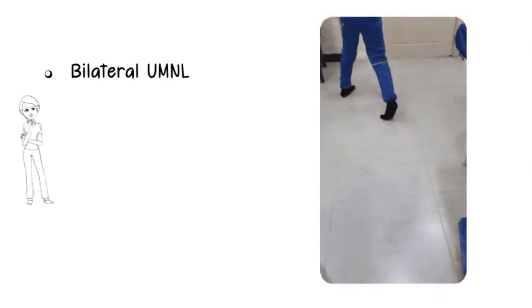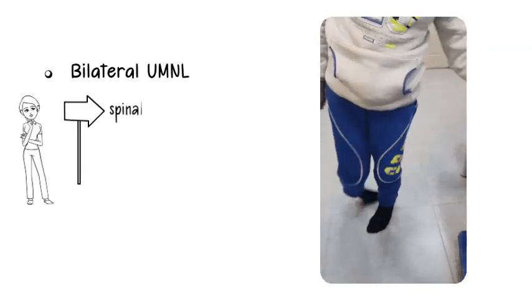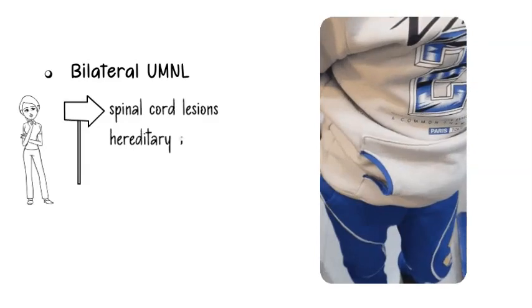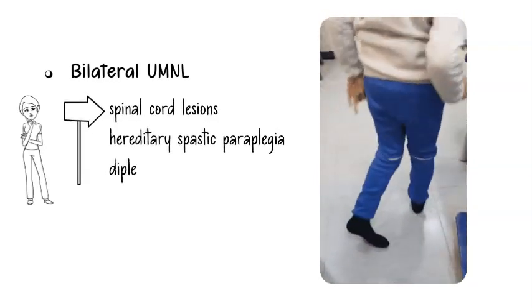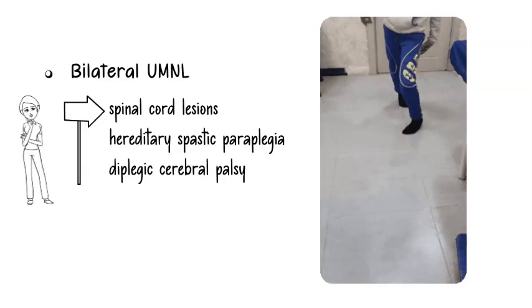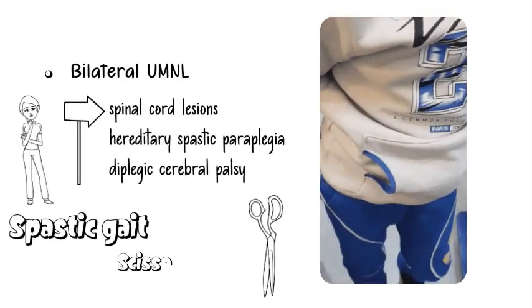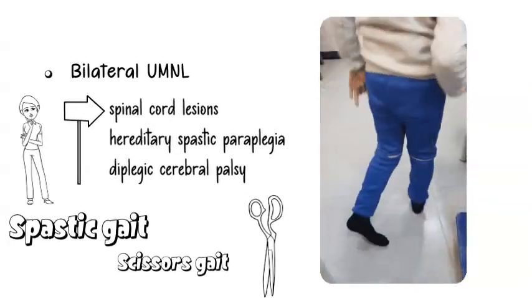Now look at this boy while he is walking. He has a bilateral upper motor neuron lesion, and this type of gait can be easily recognized in patients with spinal cord lesions, hereditary spastic paraplegia, or diplegic cerebral palsy. It's called spastic gait, or sometimes referred to as scissors gait.